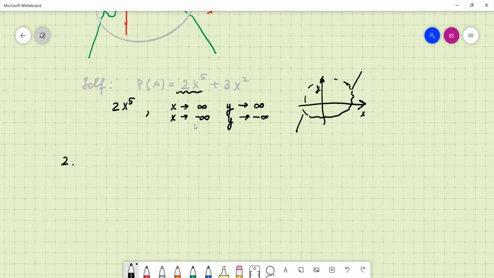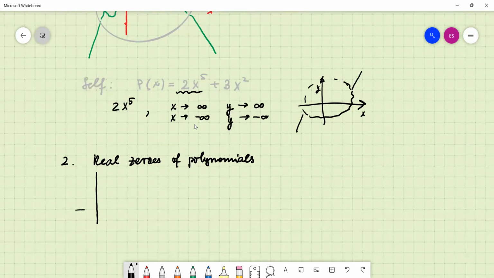Real zeros of polynomials. Well, first, what is a zero of a polynomial? Let's imagine that we have a parabola, something like this. The point where the parabola intersects the x-axis is called a zero of the polynomial. Why? Well, because the polynomial at this point, I'm going to label it x1, is going to be equal to 0, just because you plug the point in and y is going to be equal to 0.